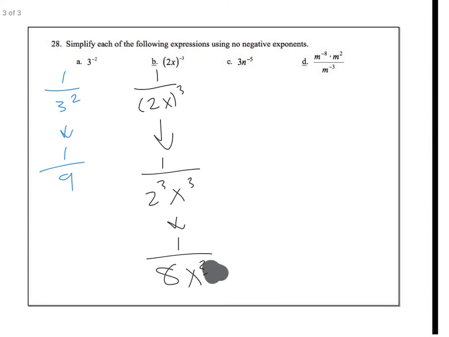Let's fix that real quick. That should just be a 3. Not sure why it showed up there. That one should be a 3. All right. Let's go ahead to C.